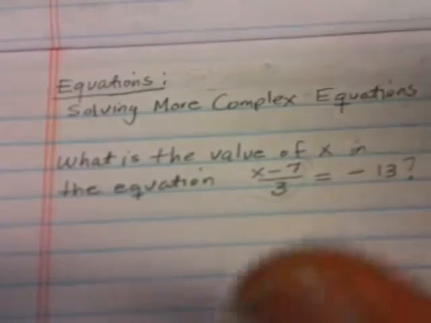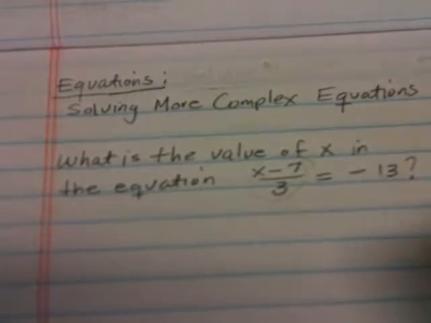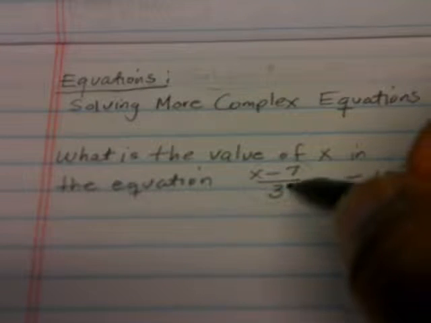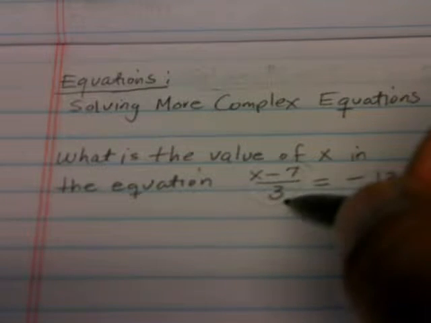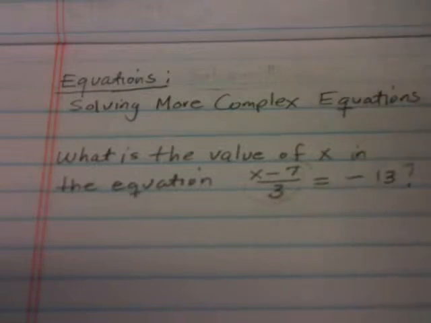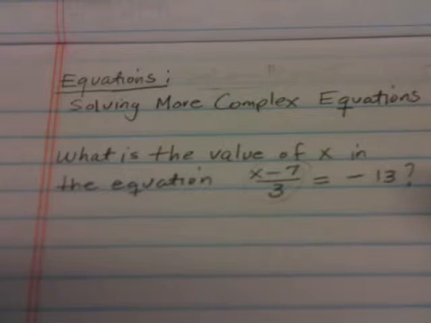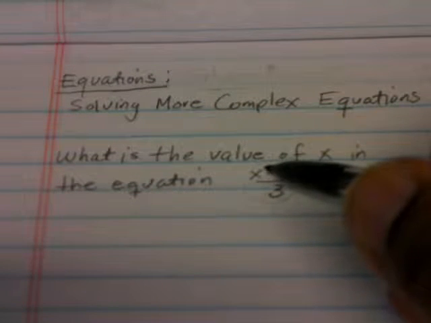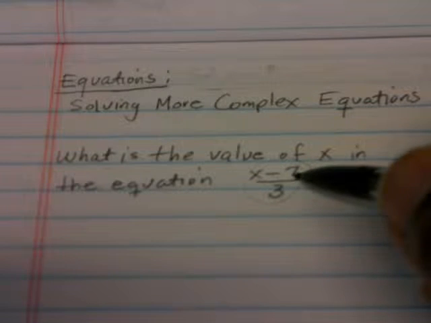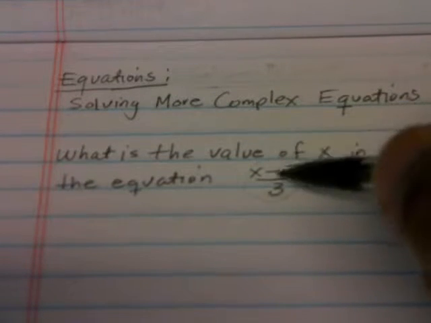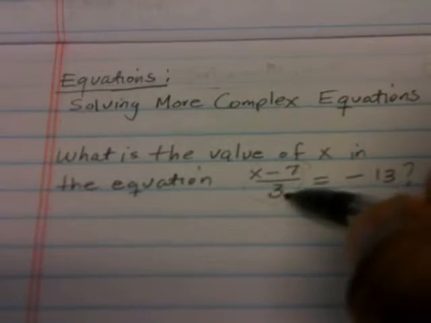And the first thing we want to do when we have fractional equations is to cancel out the denominator somehow. And we can do this using the multiplicative property. Whatever fraction you have, you're going to multiply by the reciprocal. In this case, x minus 7 over 3 is like 1/3, so you're going to multiply 3 on both sides of the equation.